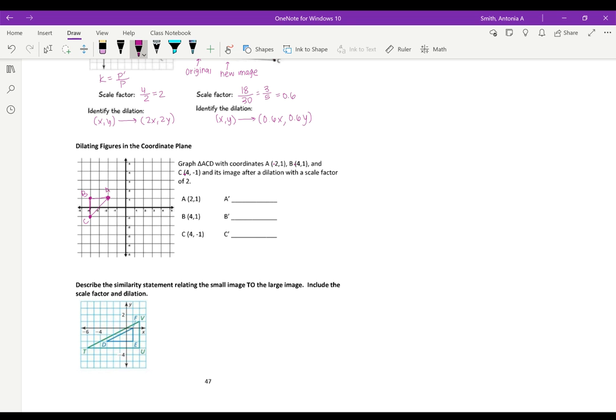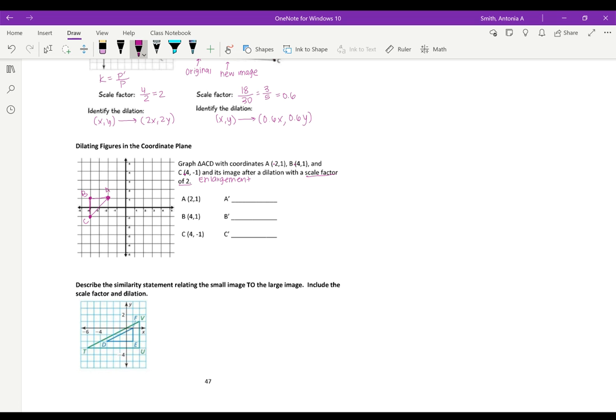Okay, so we want to take this triangle and perform a dilation with a scale factor of 2. That scale factor is bigger than 1, so I know that this is going to be an enlargement. I'm taking my triangle and making it bigger. So I'm going to fill in these 3 points here, A prime, B prime, C prime, to figure out where I'm going to graph this new bigger triangle.